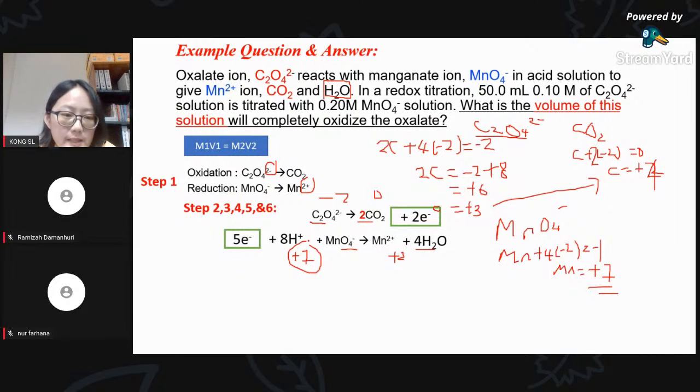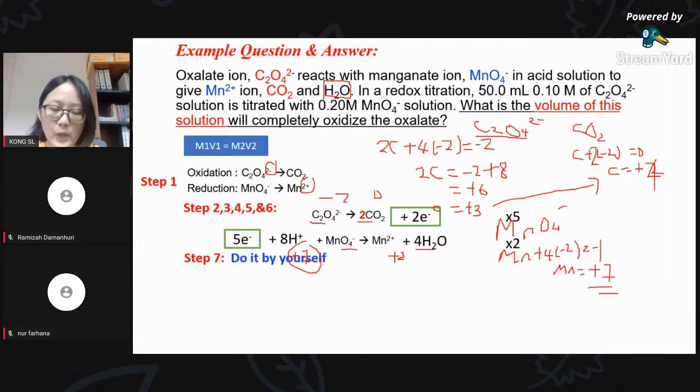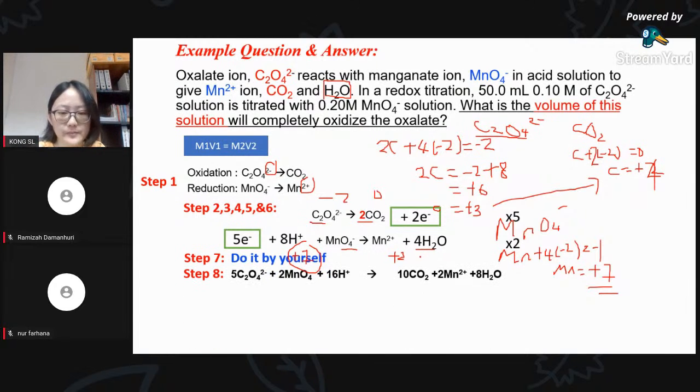Okay, now what is the next step? Balance the number of electron. So 2 times 5, 5 times 2. Step 7, do it by yourself. Just copy everything. Okay, 5 C2O4 2 negative, 10 CO2, and then plus 10 electron. For here, 10 electrons, 16 H plus, 2 MnO4 negative, form 2 Mn2 plus and 8 water. Then join both equation, you get this answer.